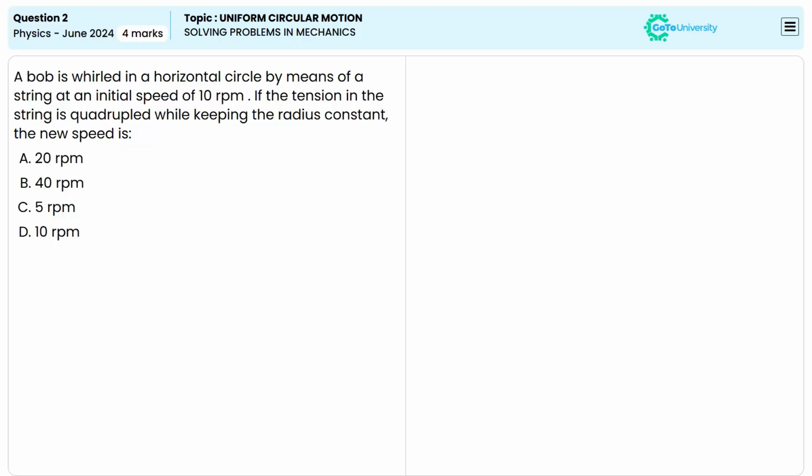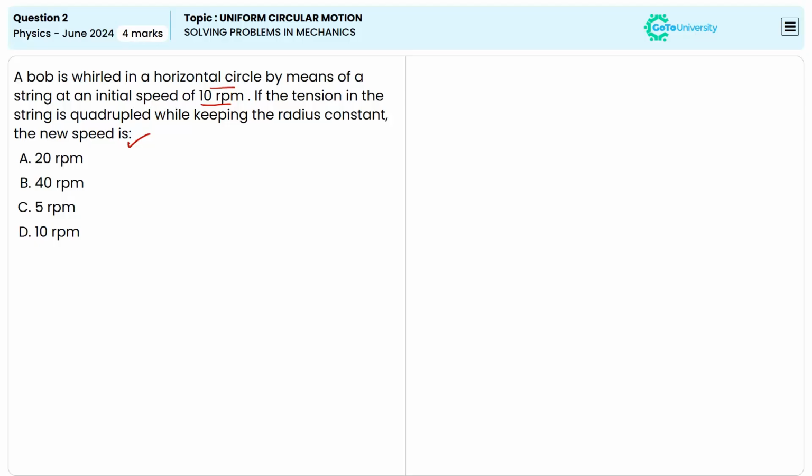A bob is moving in a horizontal circle by means of a string with the initial speed of 10 rotations per minute. If the tension in the string becomes 4 times by keeping the radius constant, what will happen to the value of speed?